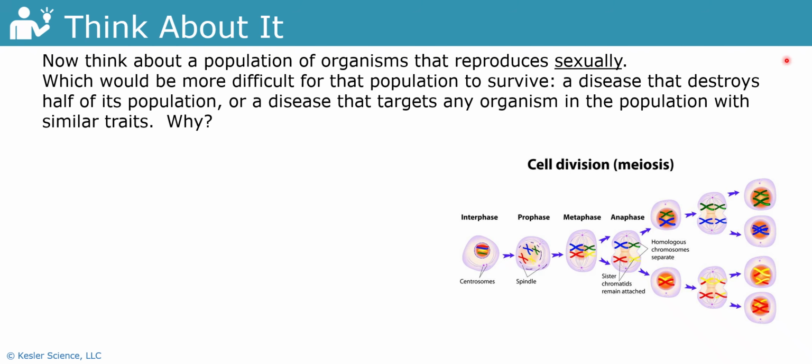And one last thinking question for us. Now think about a population of organisms that reproduces sexually. Which would be more difficult for that population to survive? A disease that destroys half its population, or a disease that targets any organism in the population with similar traits? What do you think and why? Pause the video, and then we'll come back with an answer.